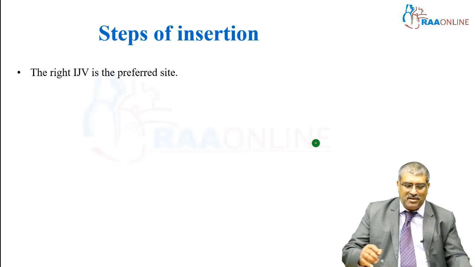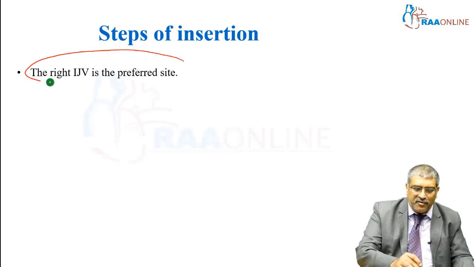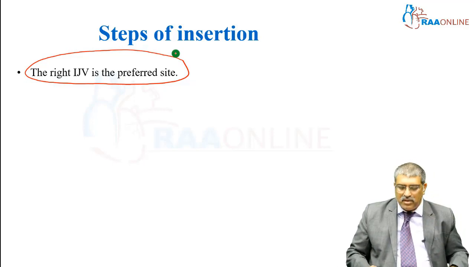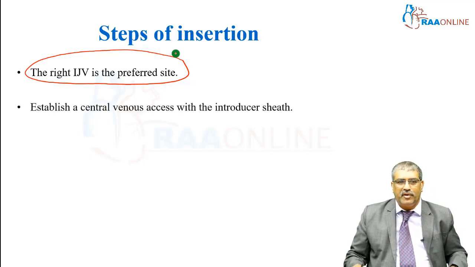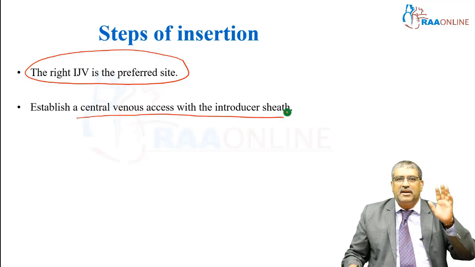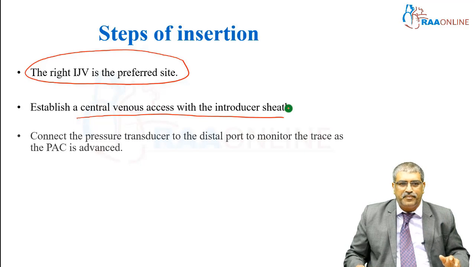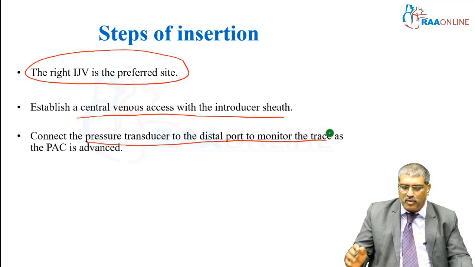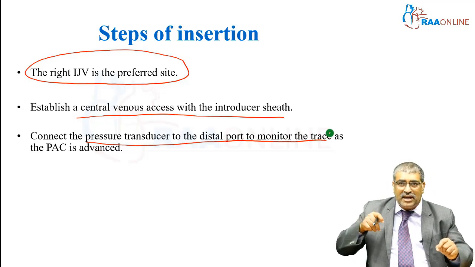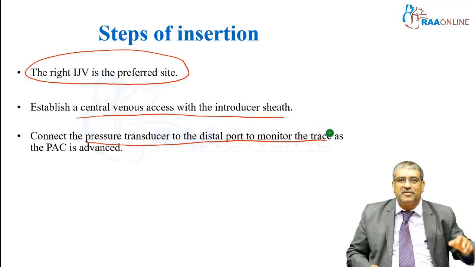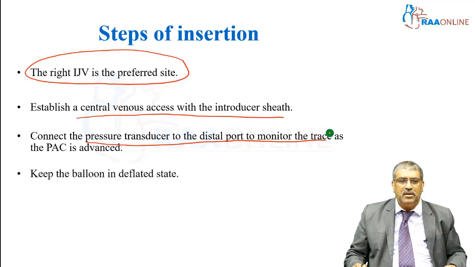Steps of insertion. The most preferred site for inserting the pulmonary artery catheter is the right IJV, right internal jugular vein. You will establish the central venous access with the 9 French introducer sheath. Then connect the pressure transducer to the distal port of the monitor so that as you advance the pulmonary artery catheter, you can see the waveform as well as the pressure.